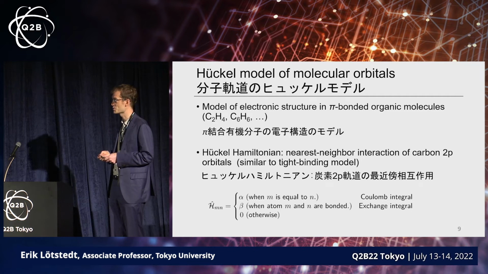So there are small organic molecules with carbon atoms. And then the pi electrons in those molecules can be approximately described by the Hückel model. And it is a kind of tight binding model. So only electrons which are on neighboring carbon atoms interact.